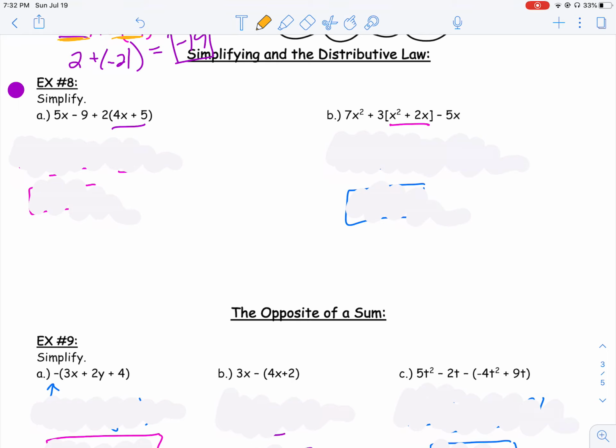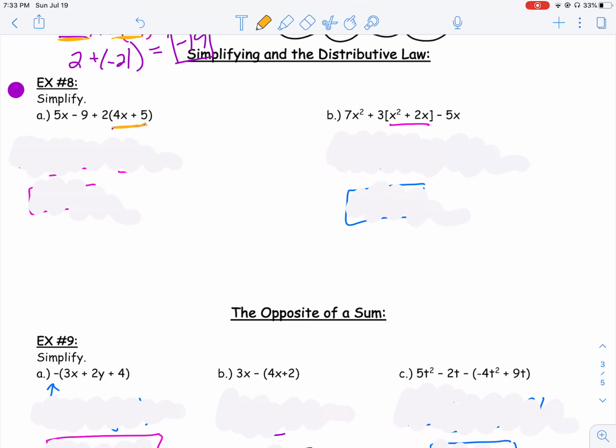So when you're looking at example number 8 with me, I have a 5x minus 9 plus 2 times (4x plus 5). If I'm first thinking about order of operations, I notice parentheses. The problem is I can't take a 4x and add it to a 5 because they're not like terms. The 5 doesn't have an x next to it. So there's really nothing I can do inside those parentheses.